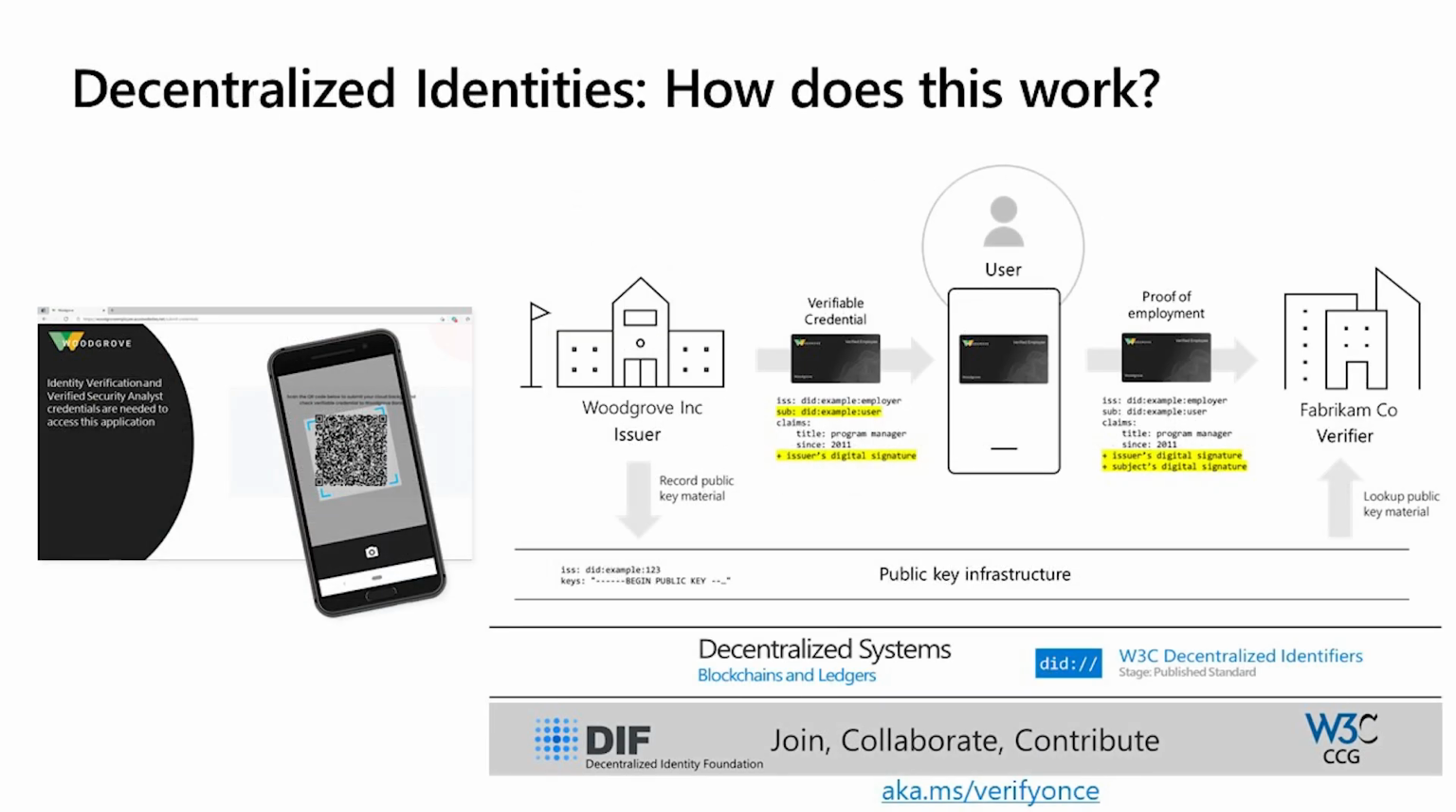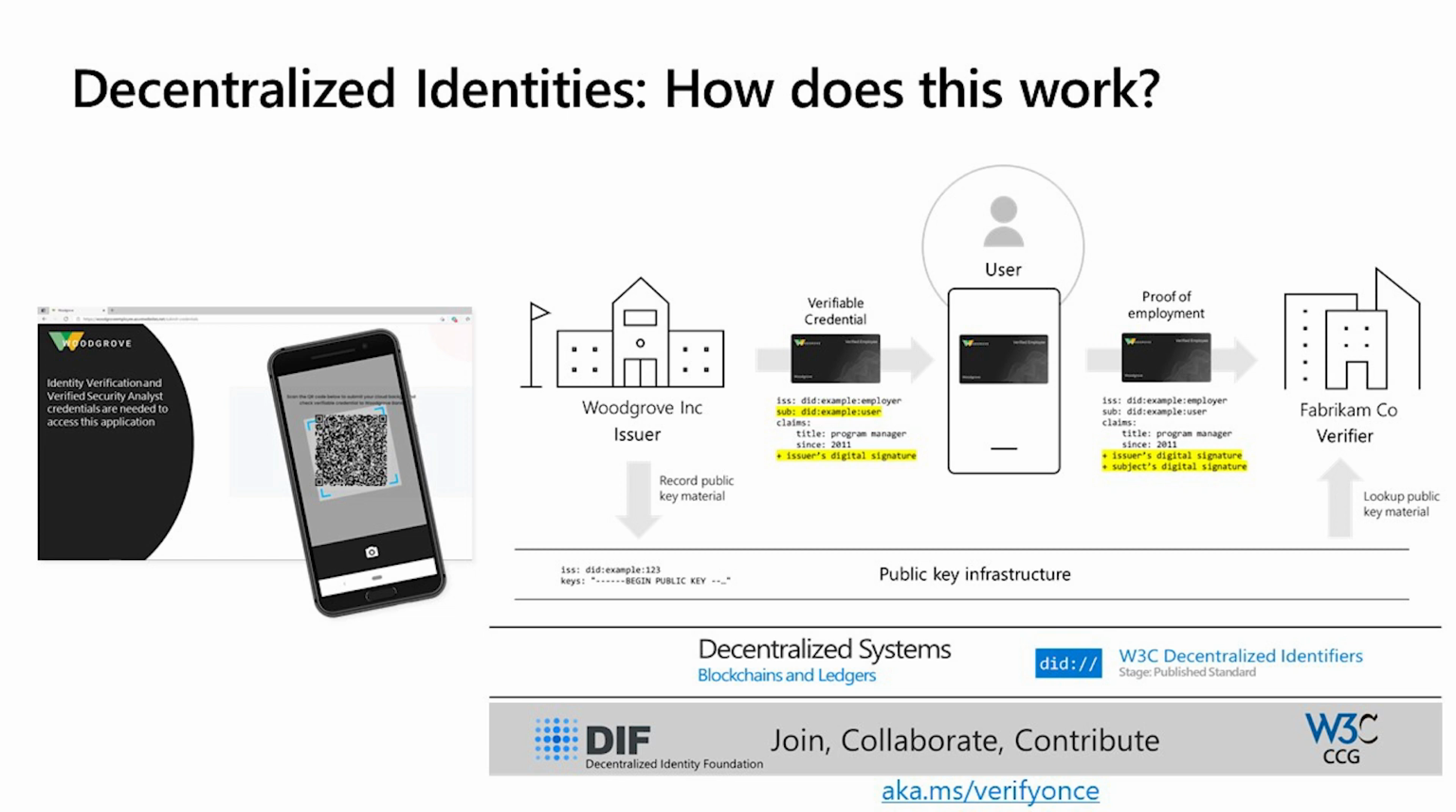But first, we need to understand a little bit more about how decentralized identities works. You have 3 actors. You have the issuer, you have the holder, and you have the verifier. In this slide, you see Woodgrove act as the issuer, and Woodgrove is in complete control over how credentials should be issued, how that process looks like, and what claims and credentials it should include.